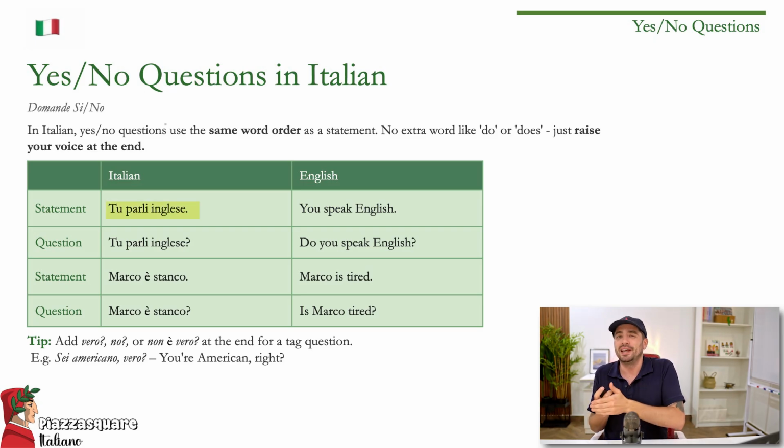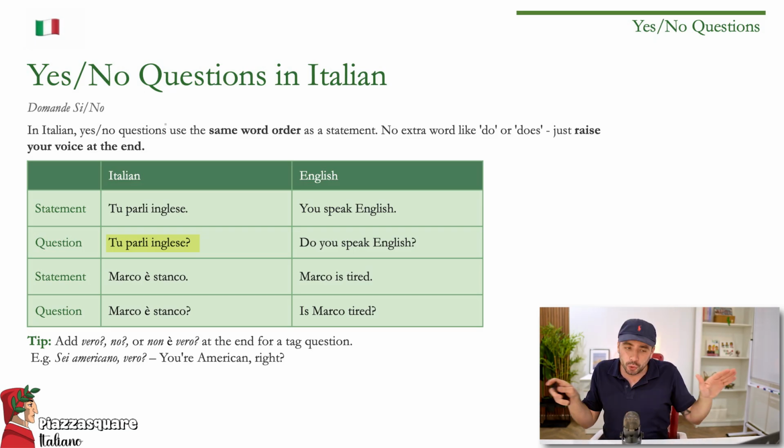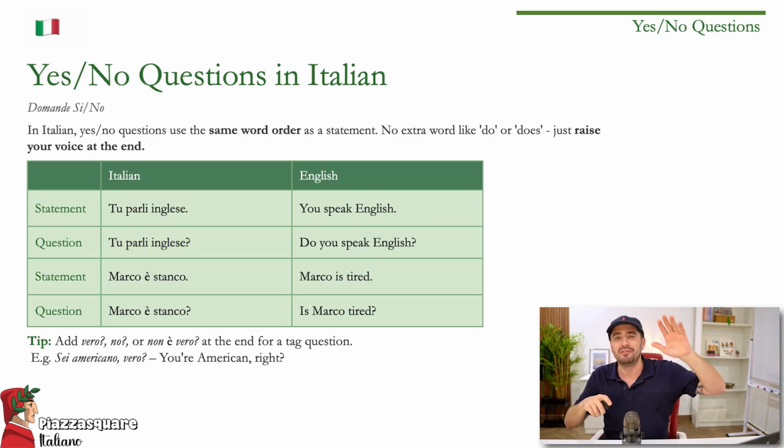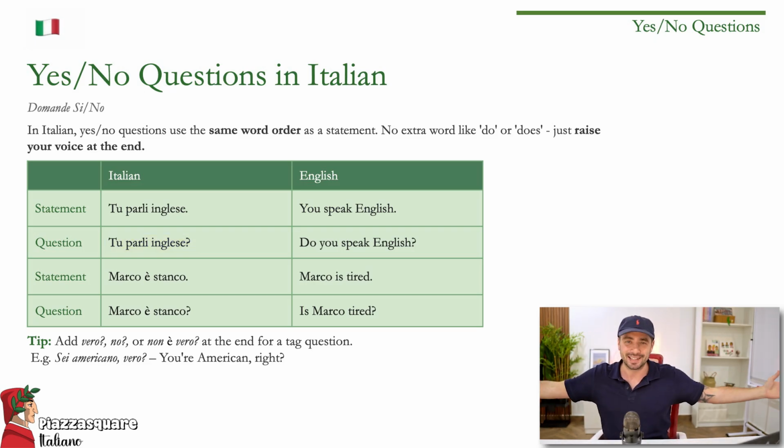For example, the statement tu parli inglese means you speak English. To turn this into a question, you can say tu parli inglese? which means do you speak English? With a rising tone at the end. Notice that the words are the same and in the same order. The only difference is your intonation and the question mark in writing. No do or does, and no rearranging of the subject and the verb is needed in Italian.